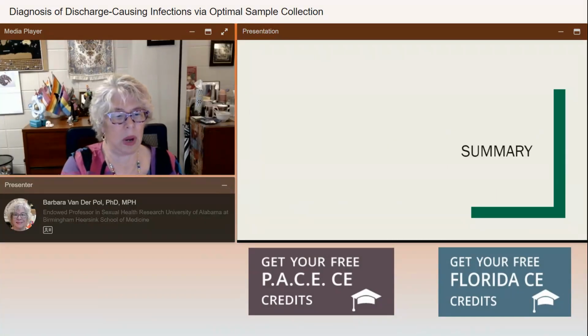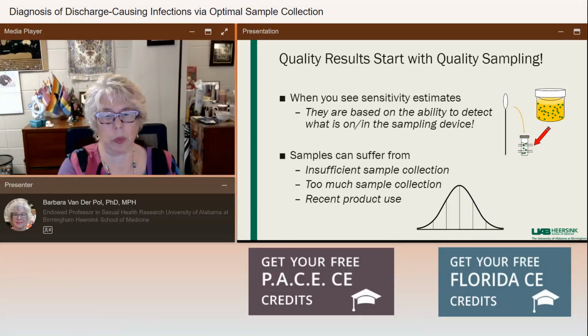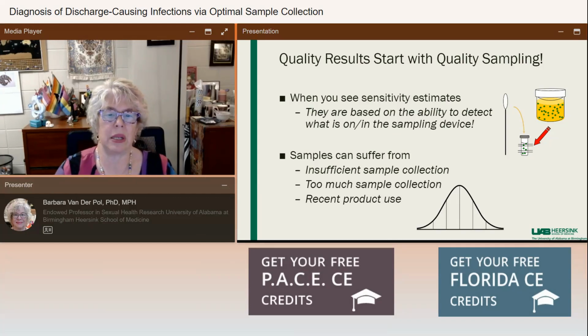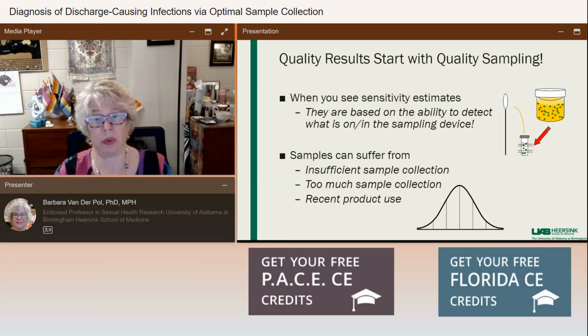Okay, so let me wrap it all up and tell you what I just told you. So, quality results start with quality sampling. And when you see sensitivity estimates, just remember they're based on the ability to detect what is on or in the sample. If you have an air swab, I can't get anything off of it because there's nothing on it.